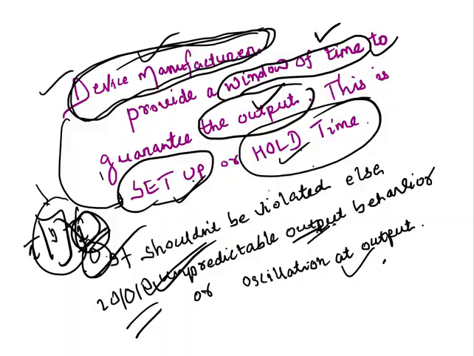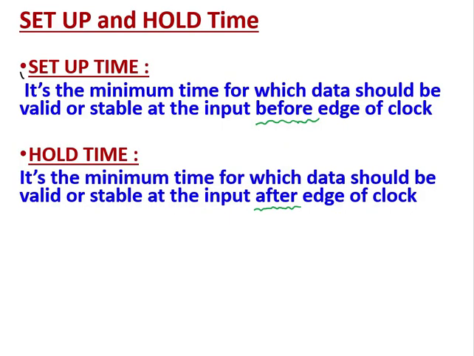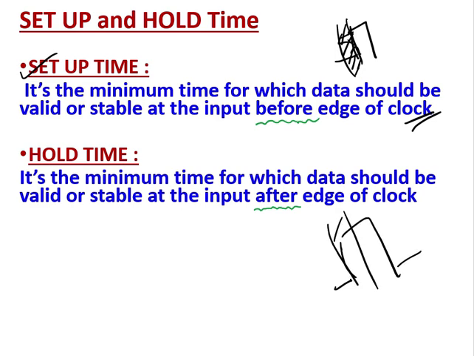So what exactly are setup time and hold time? Setup time is the minimum time for which data should be valid or stable at the input before the clock edge comes. This finite amount of time is called setup time. And hold time means your data should be valid after the positive clock edge comes. This is called hold time.